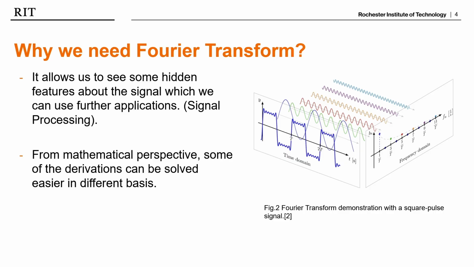In Figure 3, a square pulse signal is shown in the time domain, where it is not obvious what frequency components are present. By applying the Fourier transform and viewing the same signal in the frequency domain, we can clearly see and analyze the frequency content of the square pulse.